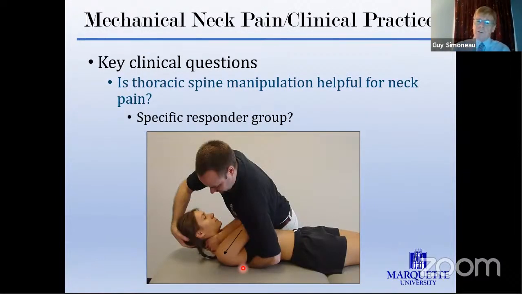And the third clinical question that is often asked is: is thoracic spine manipulation helpful for neck pain? Again, a lot of studies have been done on this. Some of those studies had promoted some indicators of who would benefit the most, but those were shown not to be accurate, actually. Follow-up studies showed that it didn't really work.